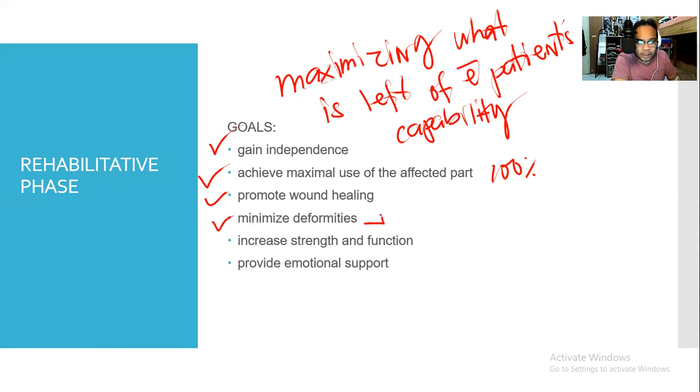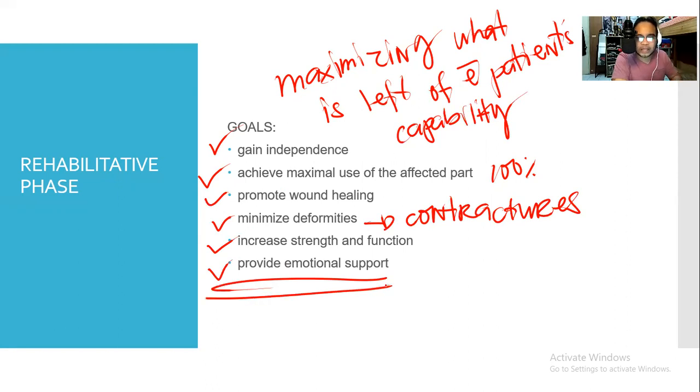Minimize deformities. What are the deformities? We have contractures. Increase strength and function and provide, of course, emotional support, which is really important. Especially if the burn area is the face, or if the patient is an athlete. These series of changes in their lives are new to them.